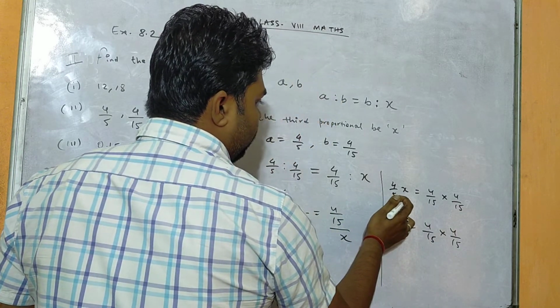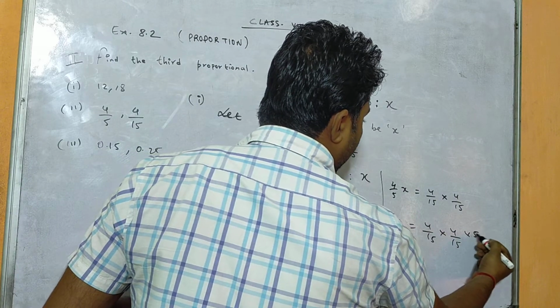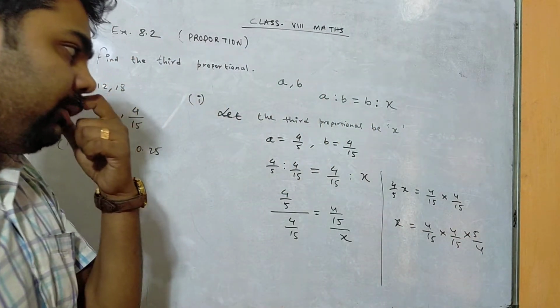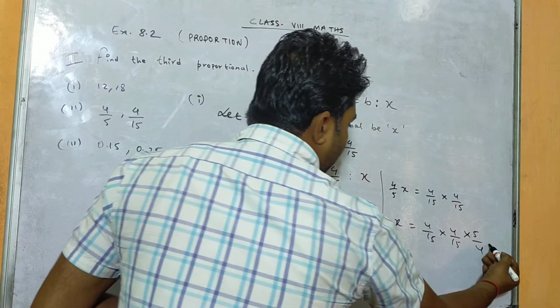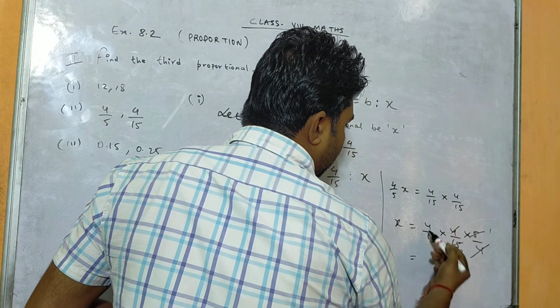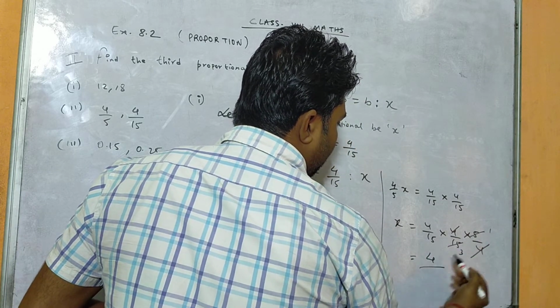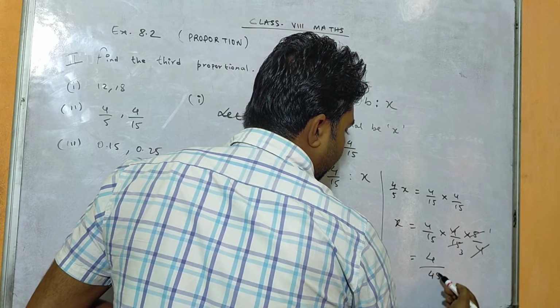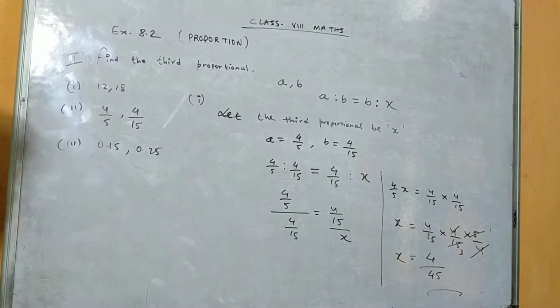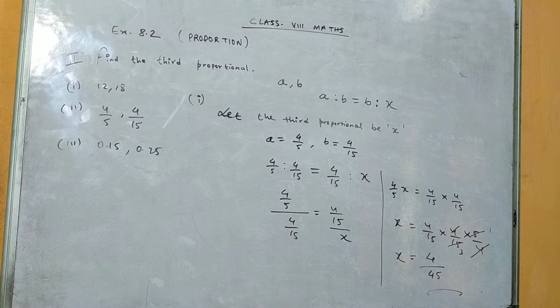When this will cross multiply, 5 will go up and 4 will come down, right? So this cross multiplication will take place. Now 1 4 and 1 4 got cancelled. 5 1 is 5, 5 3 is 15. So what is left in the numerator? 4 and 3 15 is 45. So this is our required answer. So our third proportion is 4 by 45.